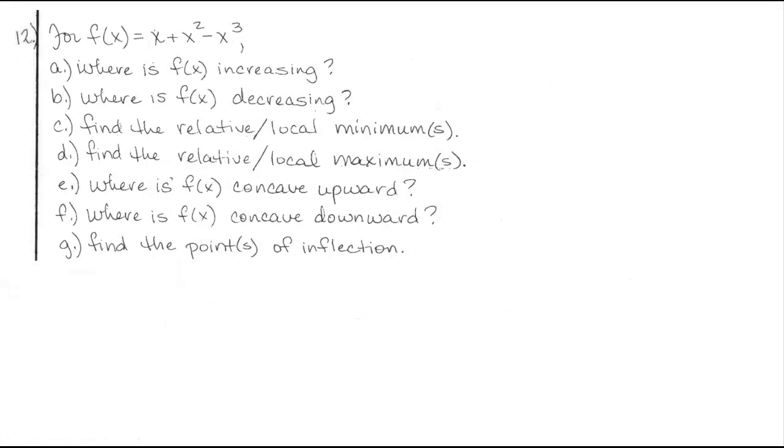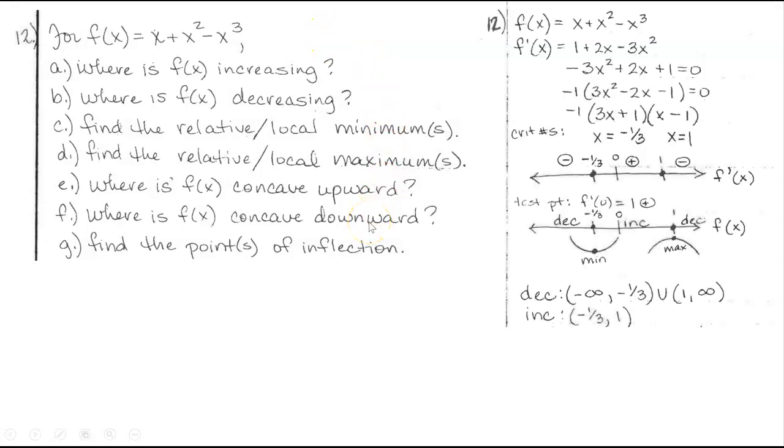All right, then for number 12, we want to find all of these things that we've been working with. So for the first couple of things, increasing, decreasing, maximums, and minimums, that's all going to come from the first derivative test. So first off, I need to identify my critical numbers. So I'm going to take my derivative and set it equal to 0. So derivative of x is 1, derivative of x squared is 2x, derivative of negative x cubed is negative 3x squared. So I'm going to set that whole thing equal to 0.